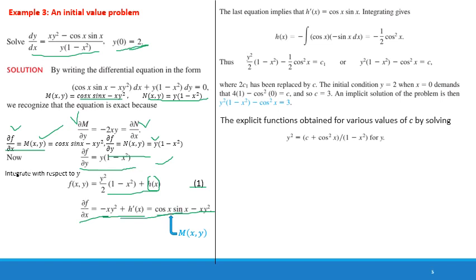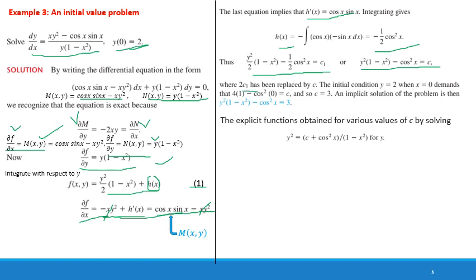By simplifying this equation, we will get h dash of x is equal to cos x sin x, because minus x y square is present on both sides and will be cancelled out. Integration gives us that h of x is equal to minus 1 by 2 cos square x. Putting this value in equation 1, we will get this equation. By simplifying, we will get the answer equal to this. Here c is equal to 2c1.